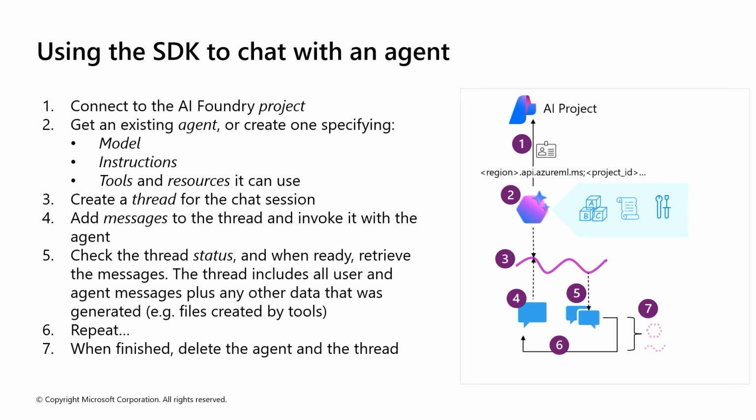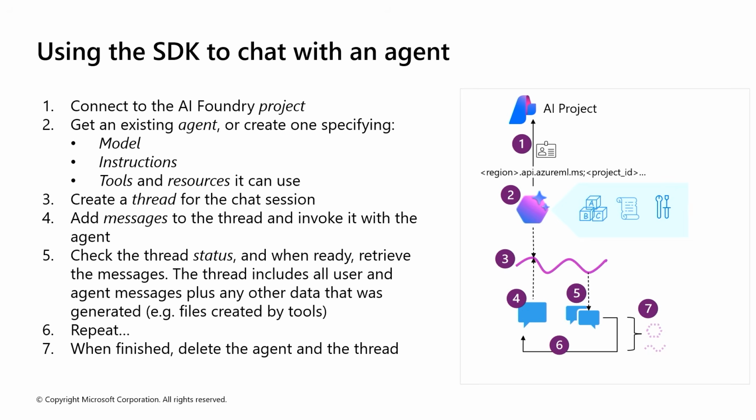Remember from the fundamentals module in this course that all conversations with an agent are conducted on a stateful thread that retains message history and data artifacts generated during that chat conversation. From there, you're going to start the actual chat-like conversation and add messages to the thread and invoke it with the agent. You can check the thread status and, when ready, retrieve the messages and data artifacts.